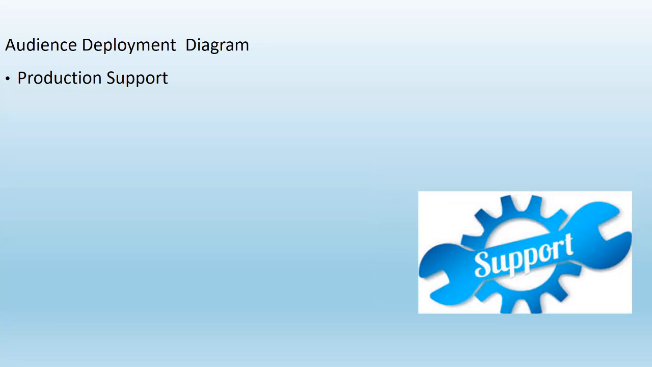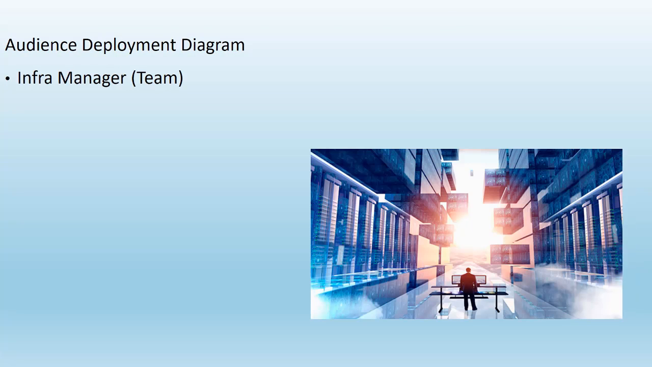Production support are definitely interested if something goes wrong in the middle of the night. They need to know which server to reboot or how the components need to be redeployed. So they are also interested in this diagram. And lastly, infra architects and the middleware team are the other audience of this diagram, and they definitely will have an opinion on how the deployment diagram is laid out.